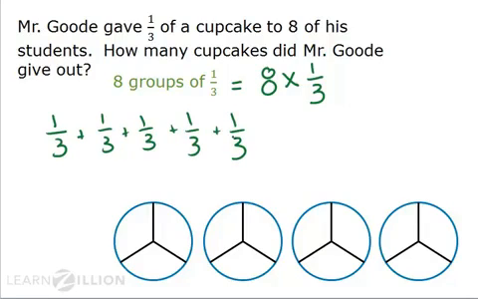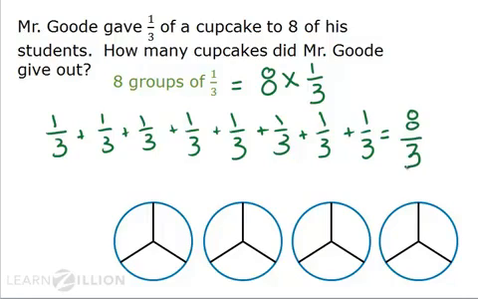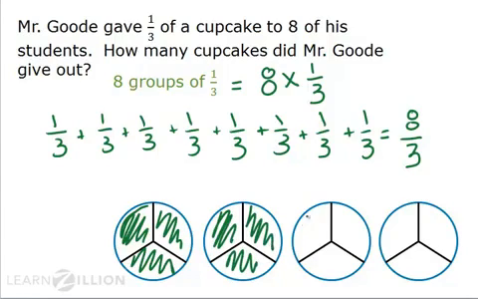1/3 plus 1/3 plus 1/3 plus 1/3 plus 1/3, 8 times. 1, 2, 3, 4, 5, 6, 7, 8. When I add this all up, I see that 8 times 1/3 is equal to 8/3. Remember, this is true because I'm adding a 1/3 size piece 8 times. Let's look at it in a picture. 1/3, 2, 3 pieces, 4, 5, 6, 7, 8 1/3 size pieces gives me 8/3. This means that Mr. Good gave out 8/3 cupcakes.